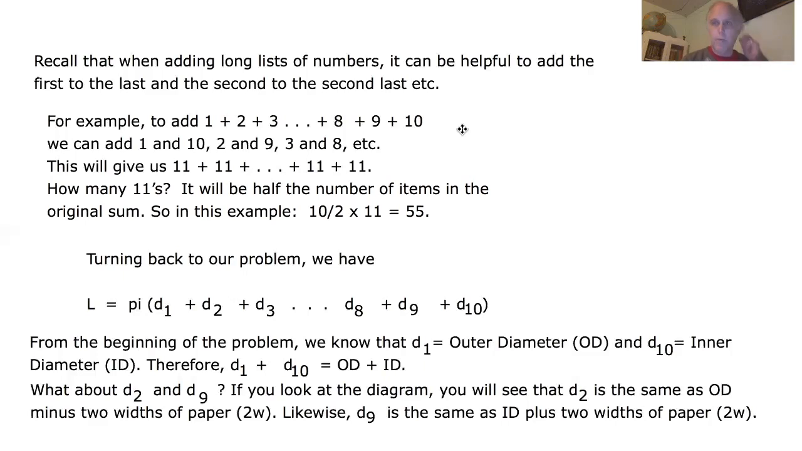So let's use this information to look back at the problem that we were dealing with. Here again, we have the length of the roll of toilet paper is equal to pi times the sum of diameter 1 plus diameter 2 all the way up to diameter 10. If we think back to the beginning of the problem, let's go back to that first diagram.